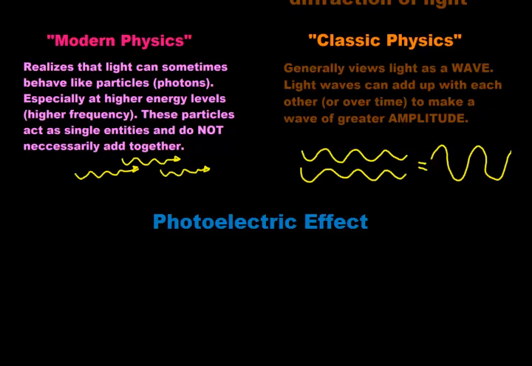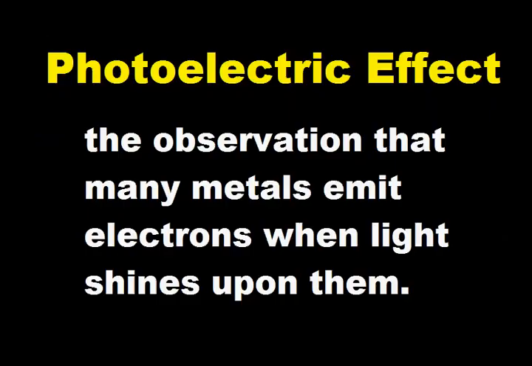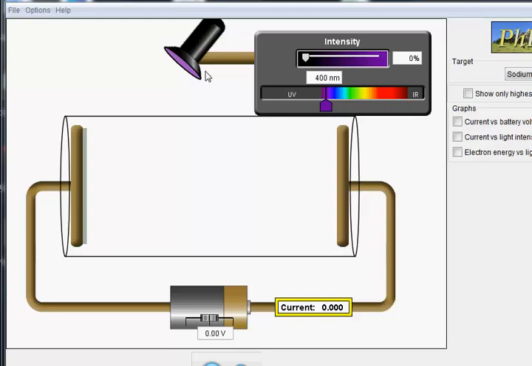Where we really notice the differences between these two theories is when we look at something called the photoelectric effect. The photoelectric effect is the observation that many metals emit electrons when light shines upon them. So as I showed in class, this simulator, for example, this is sodium metal, it simulates sodium metal right here, and this is a light source. And right now it's on violet light, and you can change the intensity or the brightness of the light.